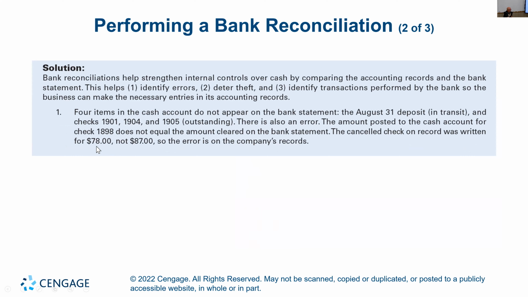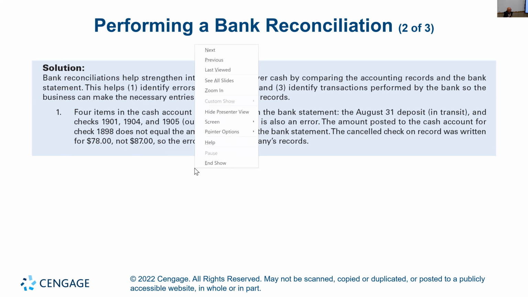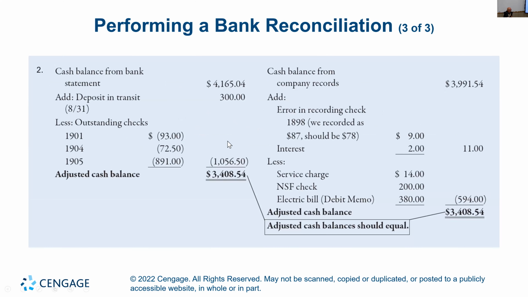So we have an error here where it is 78, not 87. We recorded it as 87, and it should be recorded as 78. That was a check that we had written out and paid out. We were off by $9. We made a $9 mistake when we reported that in our journal. We need to add that $9 back into our cash account.